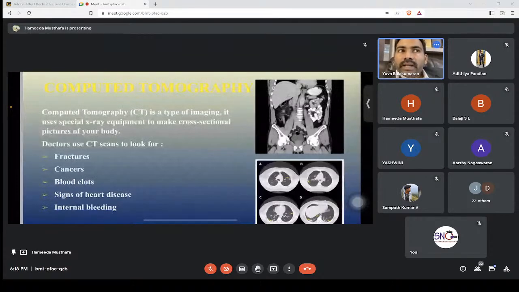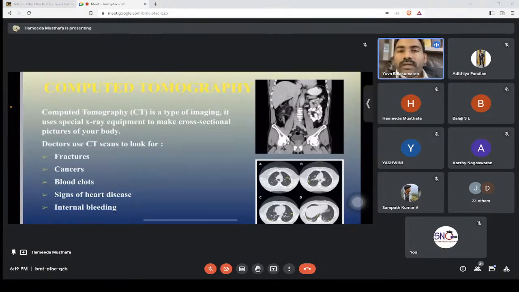Cancers, if there is any cancer, we cannot see that in X-ray or ultrasound. We have to look at the extent of the disease and we have to do staging. So for any cancer or a tumor, we have to do a CT scan of that particular organ to look for the extent of the lesion, and you have to look for any metastasis. So for that we have to do CT scan.